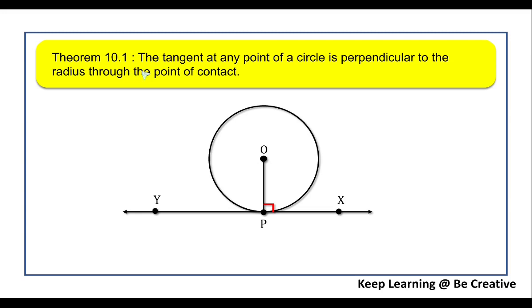So here we have a theorem which says the tangent at any point of a circle is perpendicular to the radius through the point of contact. First let us understand the statement. What does this say? The tangent at any point of the circle.